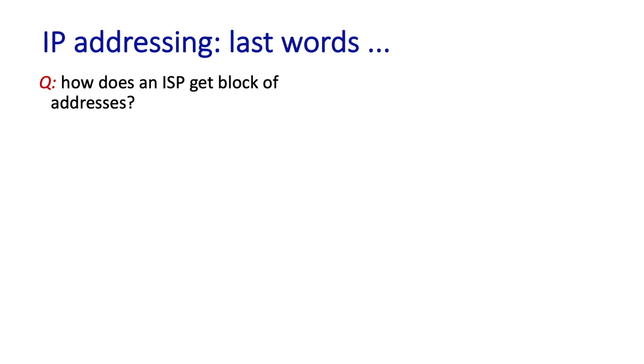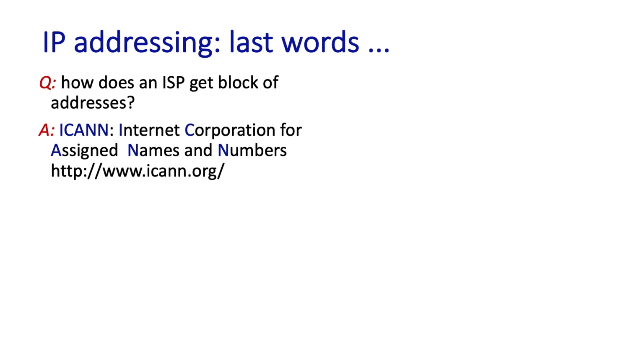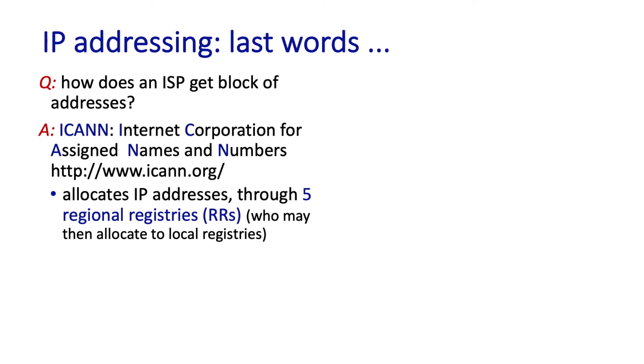So we've now seen how a host gets an IP address from a DHCP server, and we've seen how customer ISPs can get an address range from their provider ISP. But we still haven't answered the basic question at the highest level: how does an ISP get a block of addresses? And the answer to this final question is that the IPv4 address space is owned, administered, and allocated by an entity known as the Internet Corporation for Assigned Names and Numbers, ICANN. ICANN in turn allocates addresses out to 5 regional registries, which then allocate out their portions of the address space to ISPs.